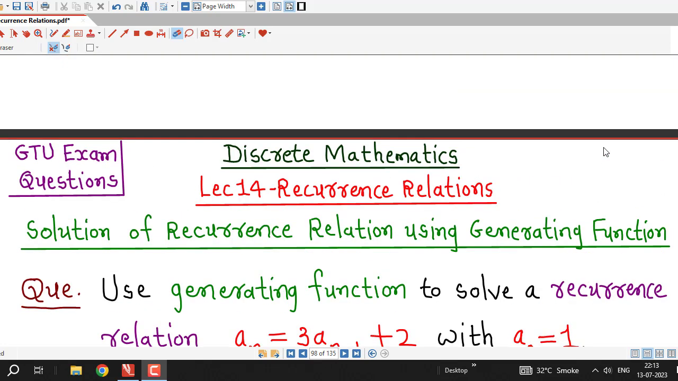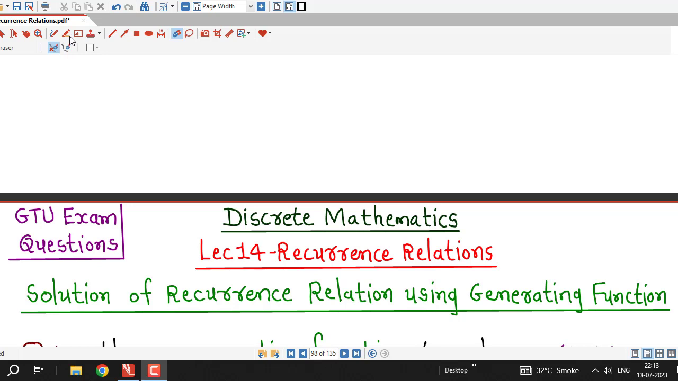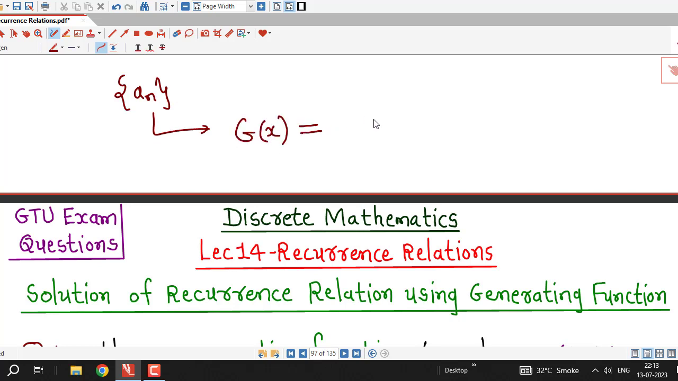In the previous lecture, we discussed the meaning of generating function. Let us recall that suppose we have some sequence an, then the generating function for this sequence an is defined as g(x) equal to sigma an times x raised to n, n equal to 0 to infinity.